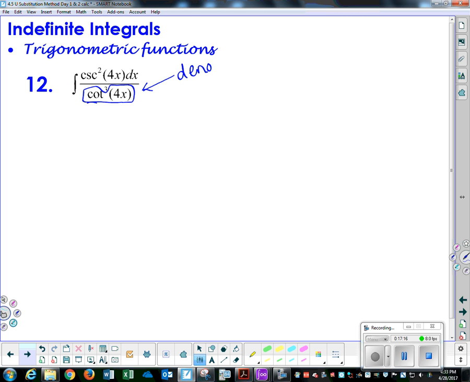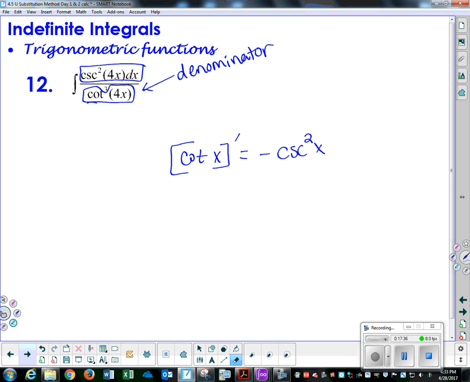And, you know, that gut instinct usually fares out pretty well. And another reason is when I take the derivative of cotan, I'm just simplifying it here. When I take the derivative of cotan, do you remember what it is? It would be negative cosecant squared. And the thing that I notice is the numerator is cosecant squared. So this is looking really good.